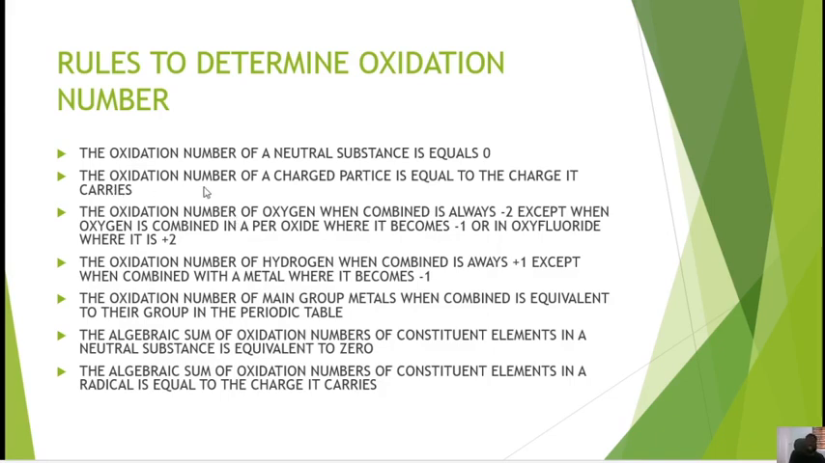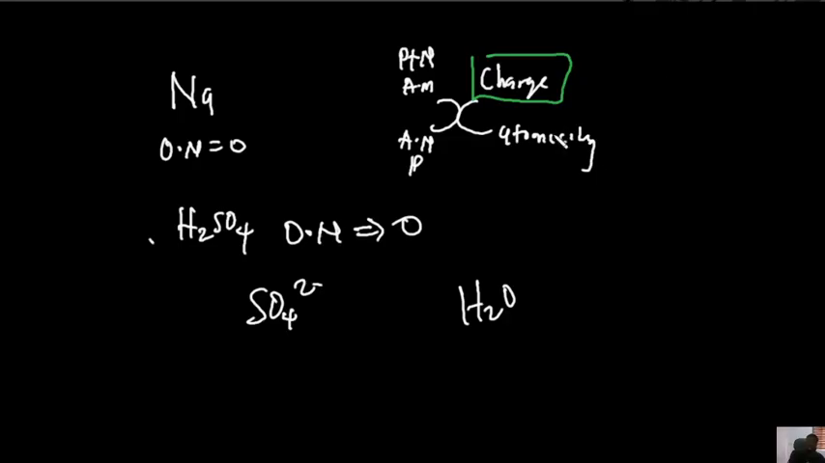Rule 2 states that the oxidation number of a charged particle is equal to the charge it carries. And that simply means that once you are dealing with a particular particle and it is charged, the oxidation number of that particle will be equal to its charge. I've explained what it means to say a particle is charged. Once there's a numerical value here, it means that it's charged. So for this whole substance, because it has a numerical value here, the oxidation number is equal to the charge.